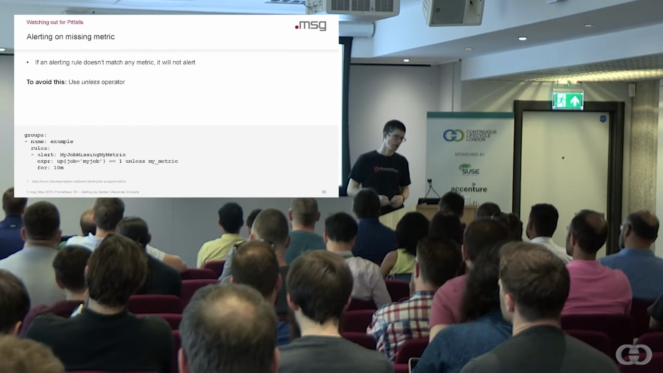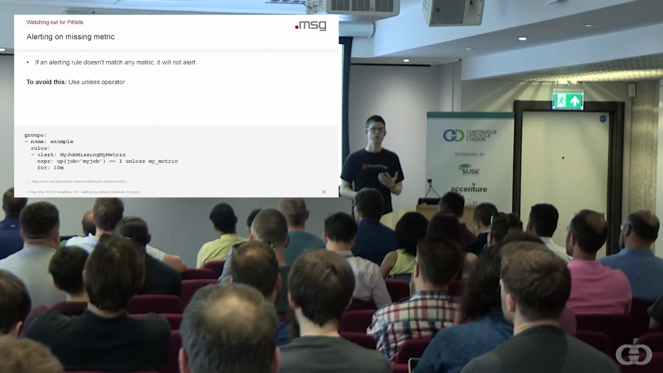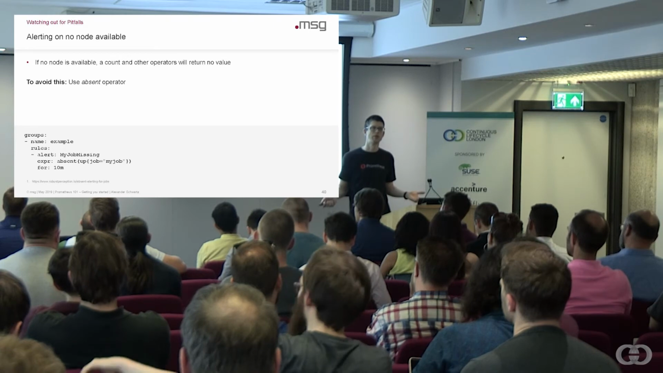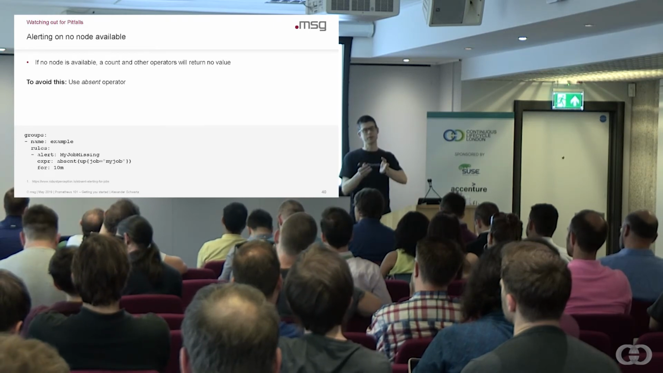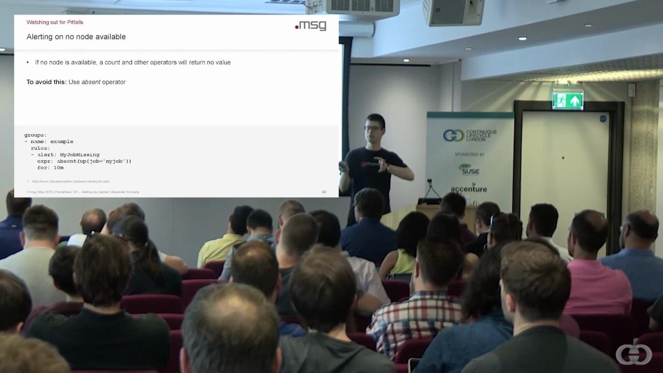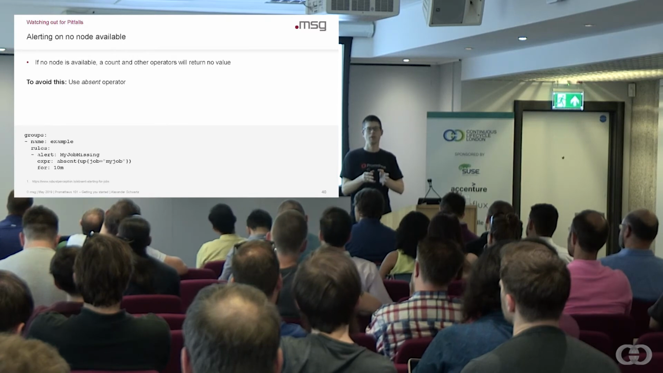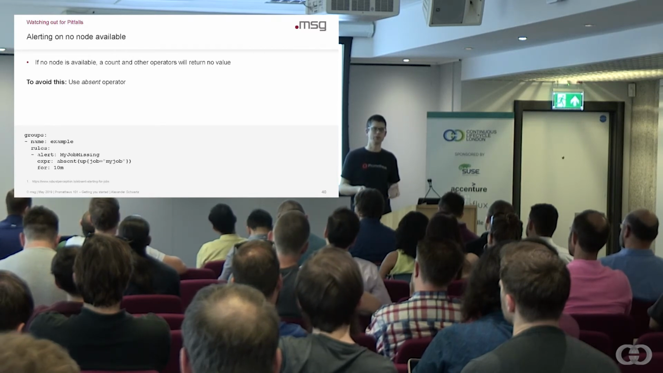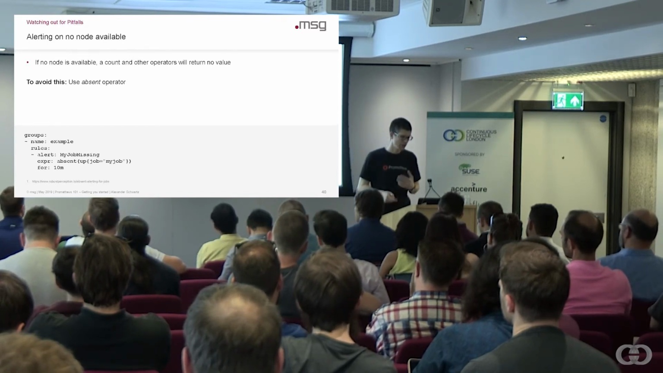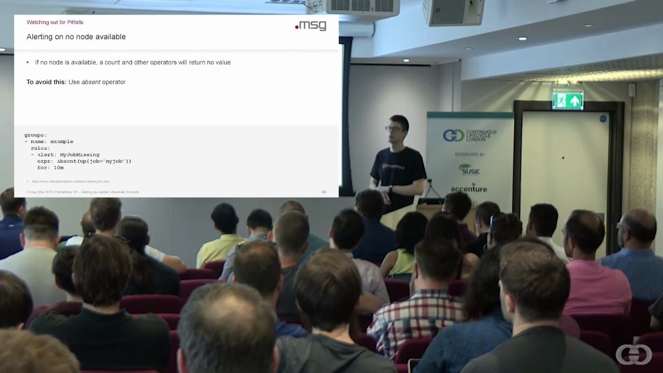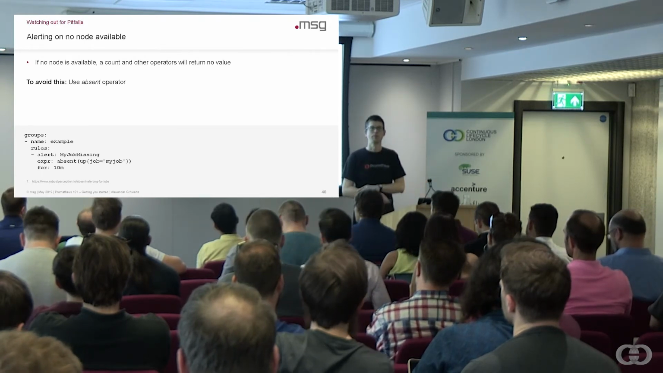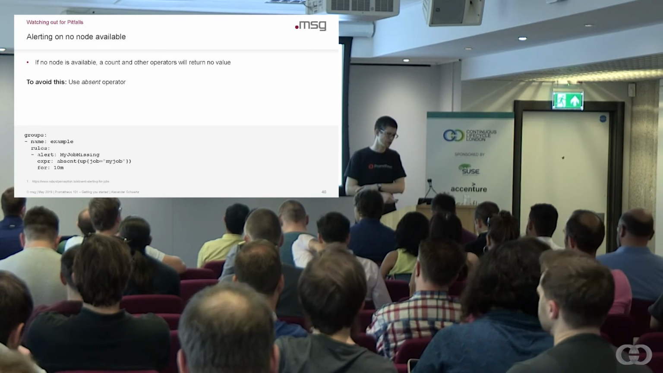Or if you want to alert on no node being available, if you have a cluster, you probably have a very good alert rule for when it's usually 4 nodes and then it goes down to 1 node, right? But what happens if no node is available? You want to have an alert for that as well. And then you have this absent operator that you can apply to that. It triggers when no node is up and running.